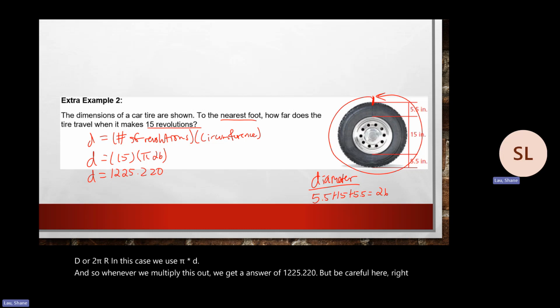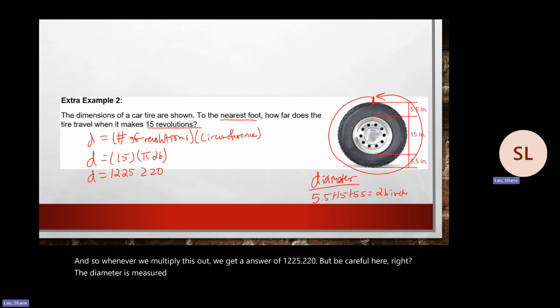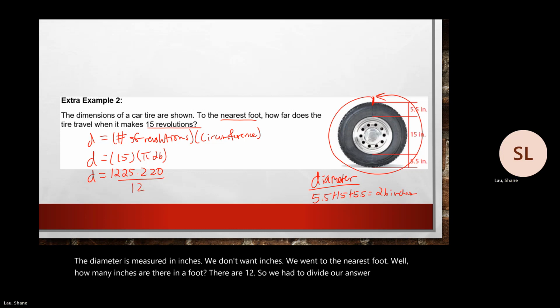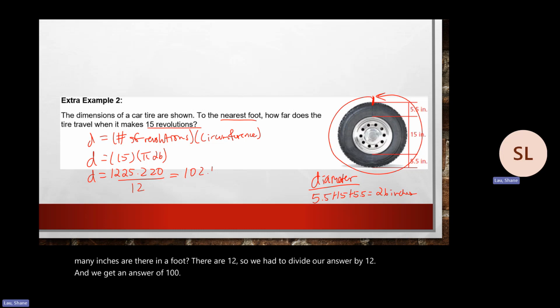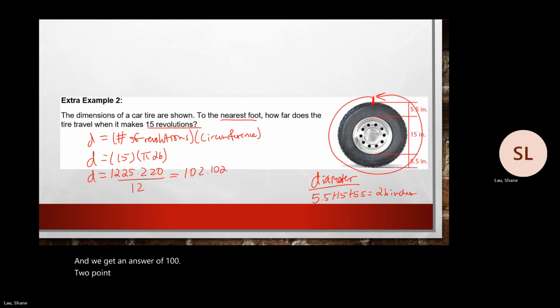But be careful here, right? The diameter is measured in inches. Well, we don't want inches. We want to the nearest foot. Well, how many inches are there in a foot? There are 12. So we got to divide our answer by 12. We get an answer of 102.102 feet. But right to the nearest foot, 102 feet. Okay. Rather simple.